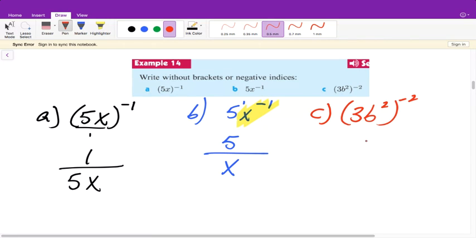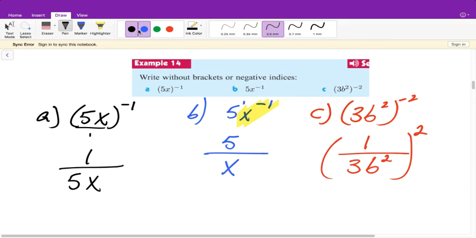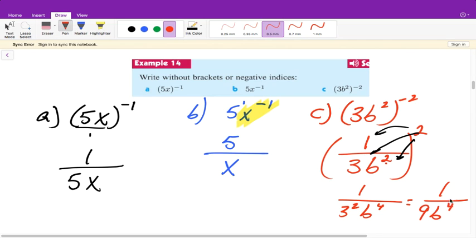Everything is being raised to this negative second power, so we can just flip everything on the inside. And now it's all being raised to the second power, so we can distribute the second power into everything because it's just being multiplied or divided and nothing's being added in between. Well, 1 squared is 1. We will then get 3 squared, and then for power to a power we multiply, so it's b to the 4th. And we know 3 squared is equal to 9, so it's 9b to the 4th. So that will then be your final answer.